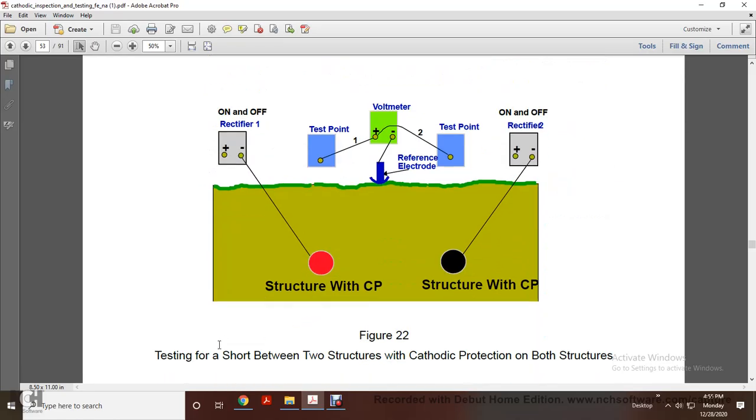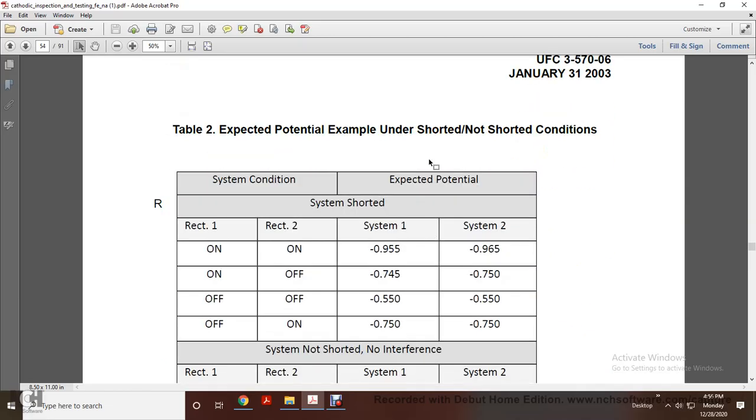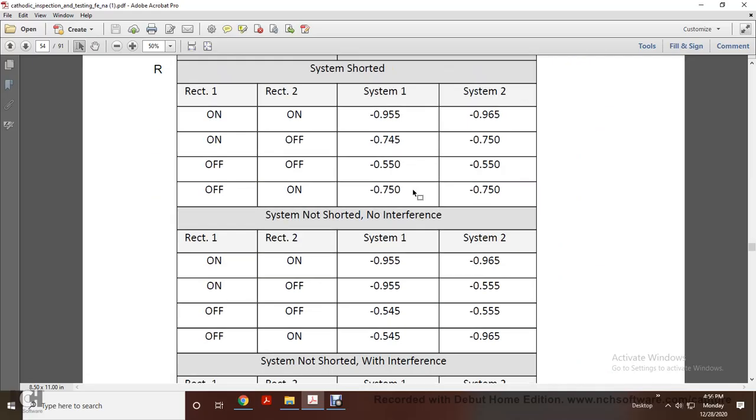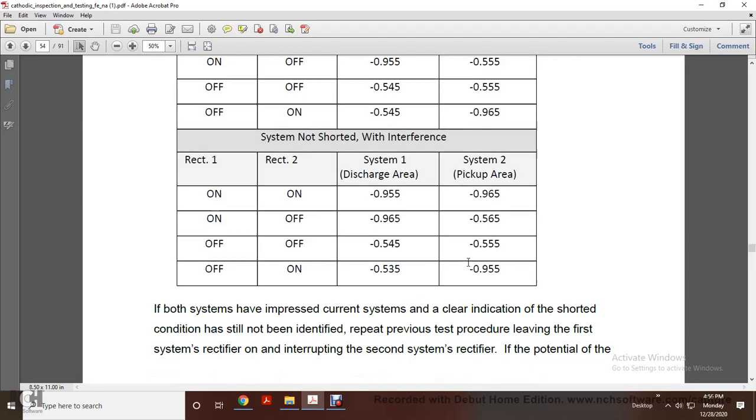Figure 22 shows the testing for a short between two structures that both have cathodic protection. Both structures have cathodic protection, with rectifier on-off, rectifiers 1 and 2, test points 1 and 2, voltmeter, and reference electrode. Table 2 gives expected potential examples of shorted and non-shorted conditions for rectifiers 1 and 2 and systems 1 and 2: system shorted, system not shorted, interference with system 1 discharge, and system 2 pickup area.